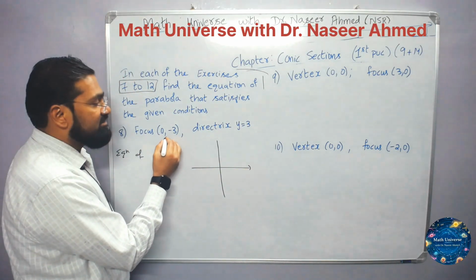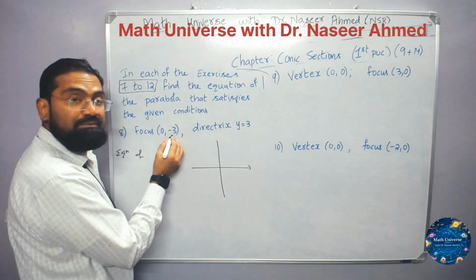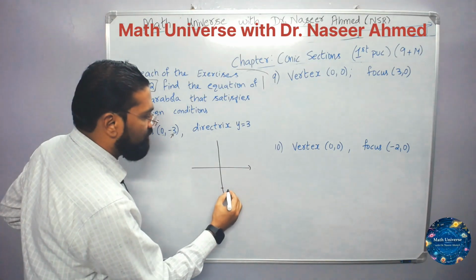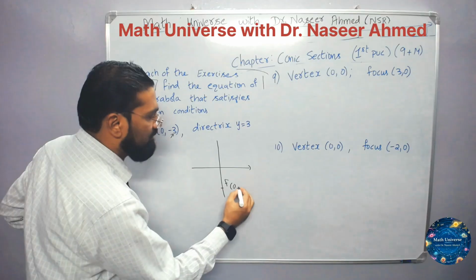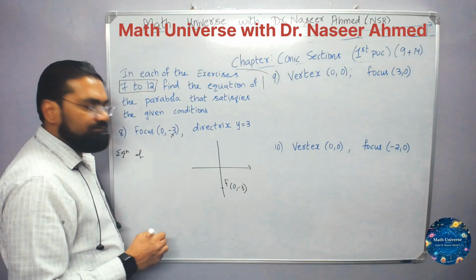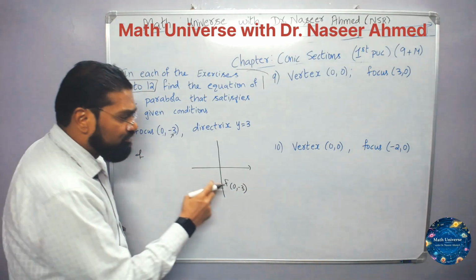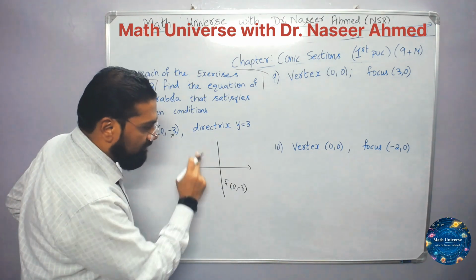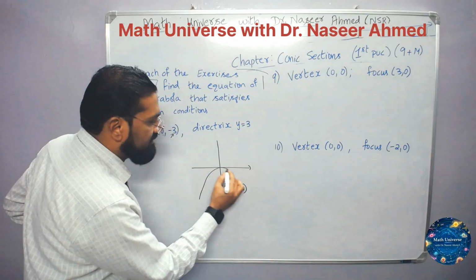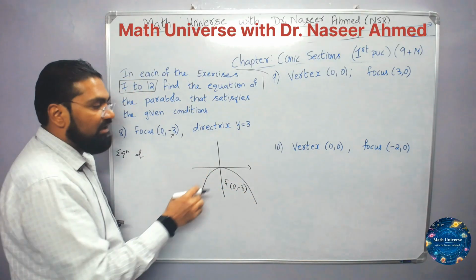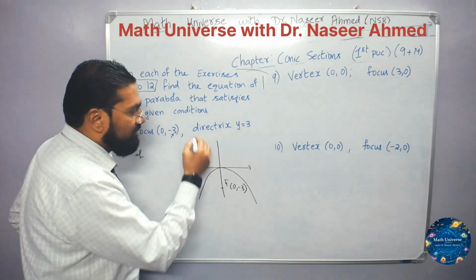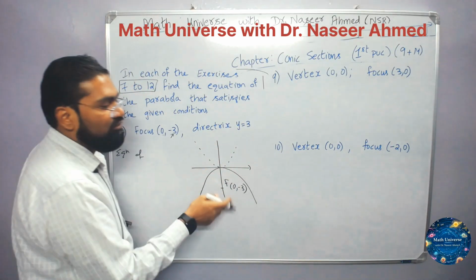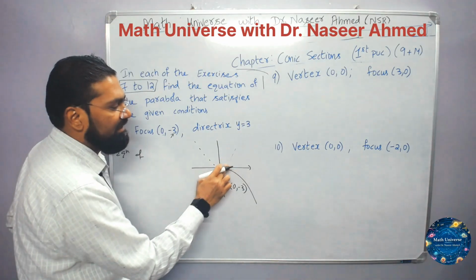(0, -3) lies on which axis? Y axis, the negative part of the y axis, because the y value is negative and the x value is 0. So focus will be (0, -3) here. Don't forget, our parabola should contain the focus inside the mouth. So the parabola cannot be like this, it should surely be like this, because all our parabola vertex is origin. If at all I draw it like this, you can see the focus will not lie inside the mouth. I hope this point is clear.